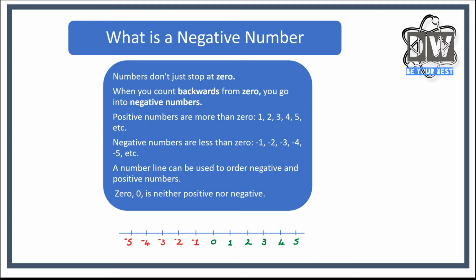Numbers don't just stop at zero. When you count backwards from zero, you go into negative numbers. So positive numbers are 1, 2, 3, 4, 5, etc. Negative numbers are less than zero. That's negative 1, negative 2, negative 3, negative 4, negative 5, etc. A number line can be used to order negative and positive numbers. Zero is neither positive nor negative.